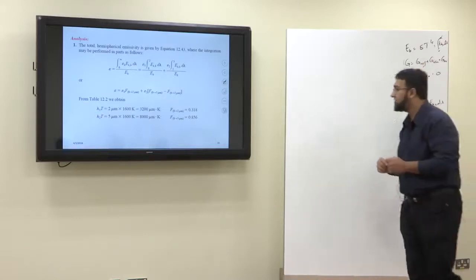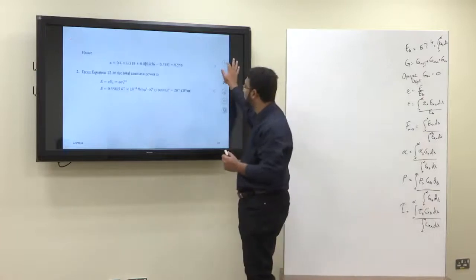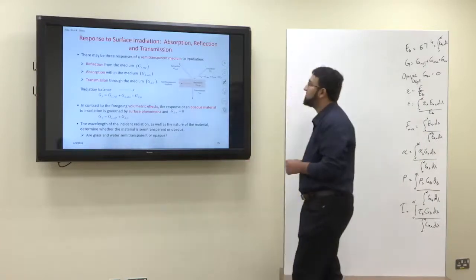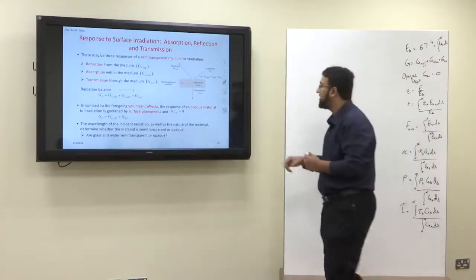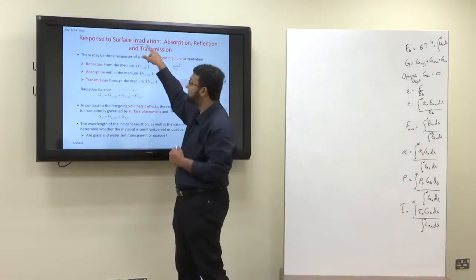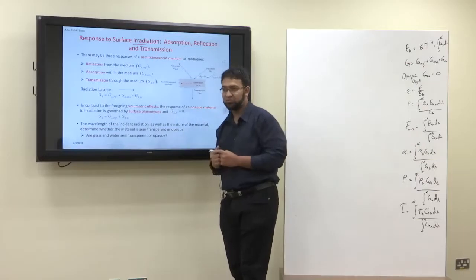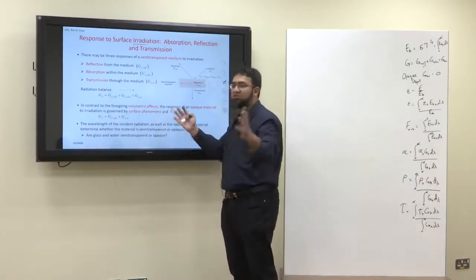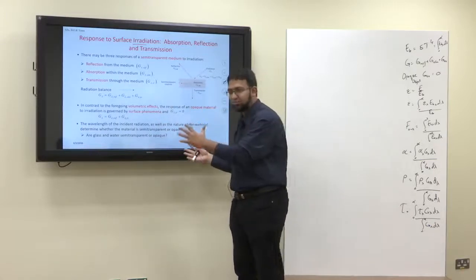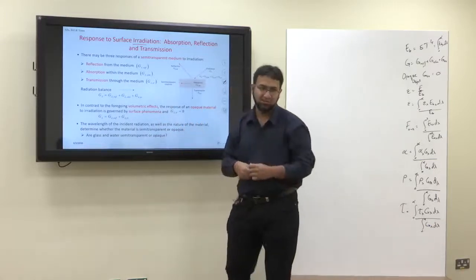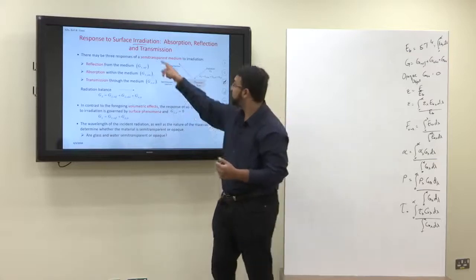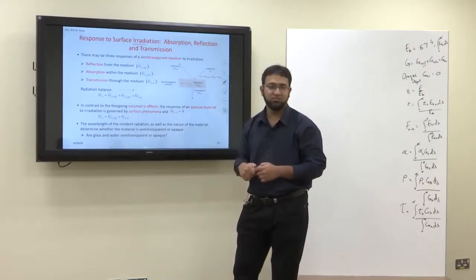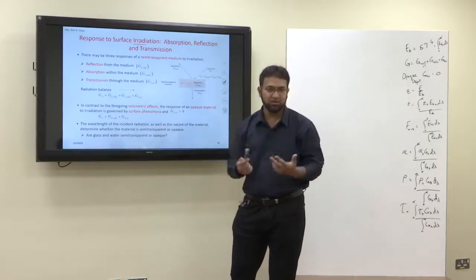Then the other thing that we studied, that we are going to continue from here onward, is the response to surface irradiation. First of all, what is irradiation? Irradiation is incoming radiation. If there is any radiation falling on a surface, the total amount of radiation falling on the surface is known as irradiation. It's a terminology: you just put an IR before radiation, so it becomes irradiation, which is basically total incoming radiation.